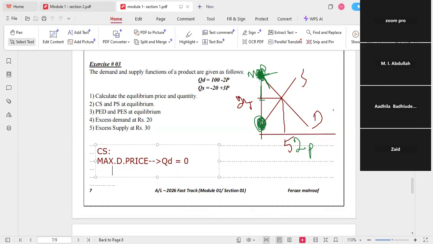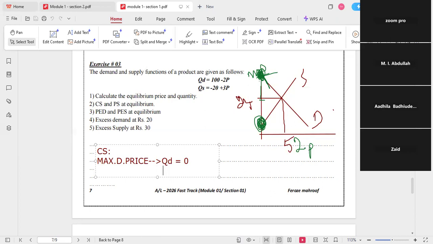Why do we put QD equal to 0? Because the maximum demand price means the highest price ever in the market. What does the highest price in the market mean? At that price, people will not come forward to buy. In other words, when there is zero demand, how much is the price? The maximum demand price is the highest price consumers can pay for that product. At that highest price the demand will be the lowest, and that lowest is 0.